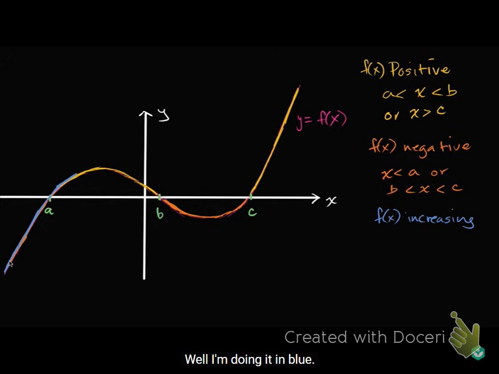So where is the function increasing? Well, I'm doing it in blue. It's increasing right until we get to this point right over here, and then it starts decreasing until we get to this point right over here, and then it starts increasing again. So increasing is when you read a graph left to right, where is the graph going up? That's all it means.